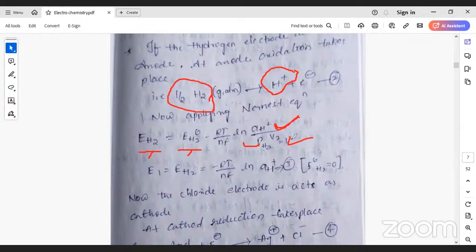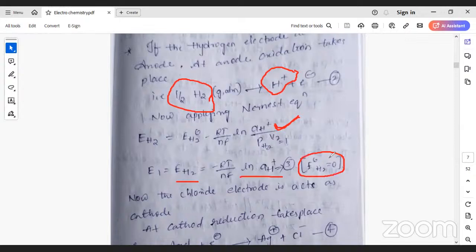The pressure is 1, and is there any solid or gas? The activity becomes 1. Only liquids have activity that we should consider, right? So therefore the denominator will be left over. Then E of H2 is equal to minus RT by NF ln activity of H plus, because the standard reduction potential of the hydrogen electrode is 0.